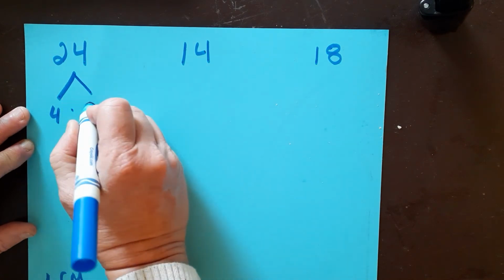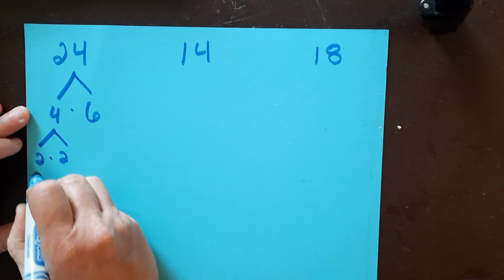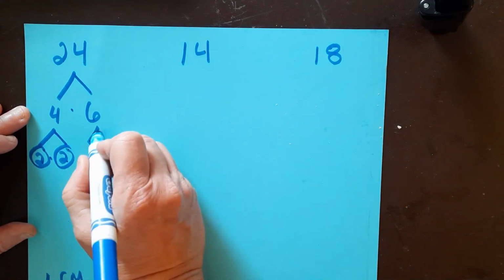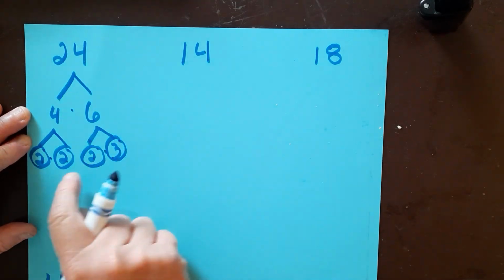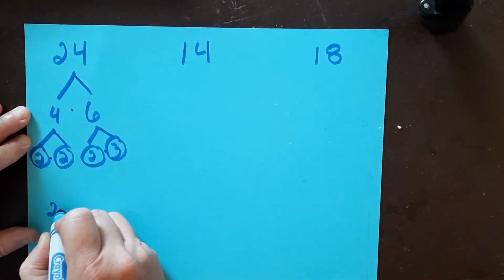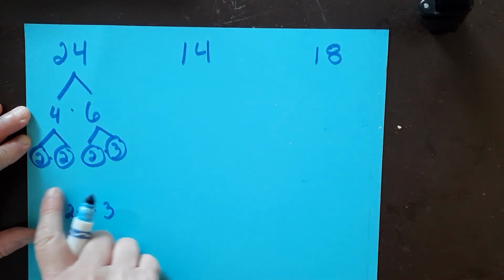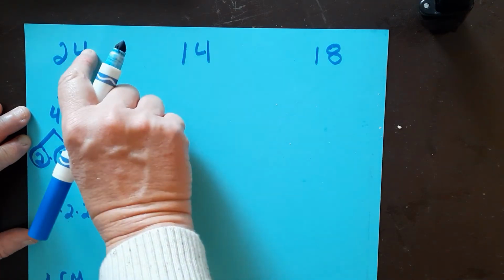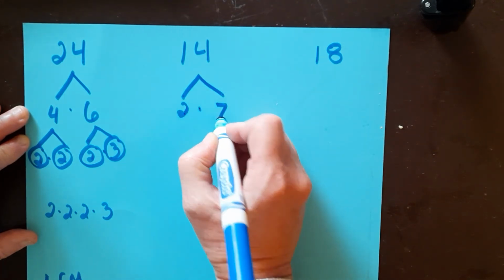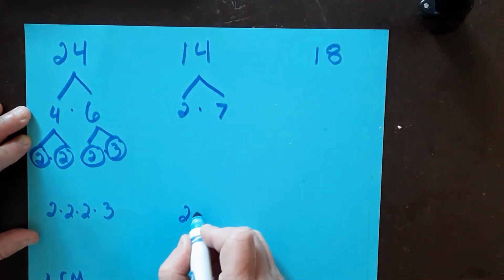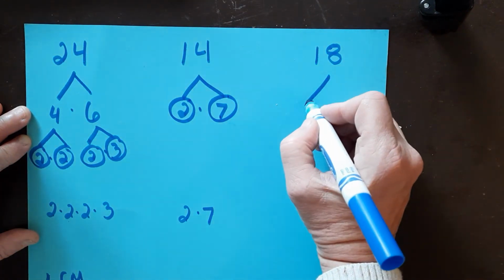We're going to do 4 times 6. Neither one of those are prime, so we will continue. Those are prime, we can circle them. And these are prime, so we can circle them. So 24 listed as a product of primes is 2 times 2 times 2 times 3. Those are all prime numbers, and multiplied together, they equal 24. 14 is fairly easy. It's 2 times 7. Once we get here, we can stop because they're both prime.